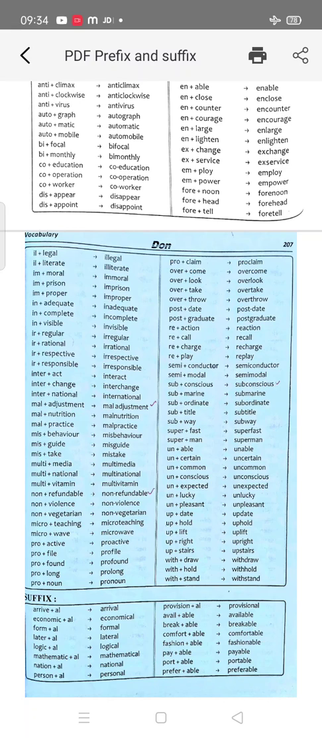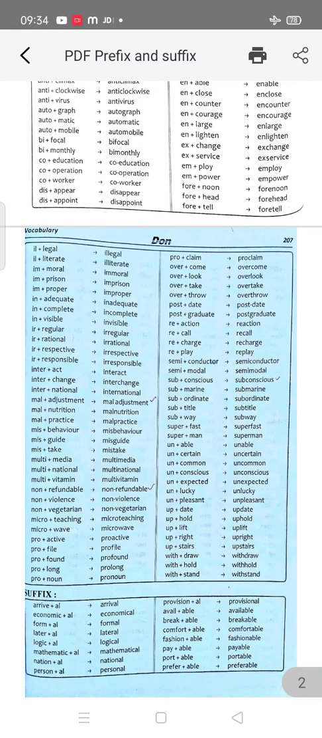Act, interact; change, interchange; national, when you add inter with national, it will become international. Then adjustment, maladjustment; it gives the opposite of adjustment. Next one, nutrition, when you add mal, it will become malnutrition.